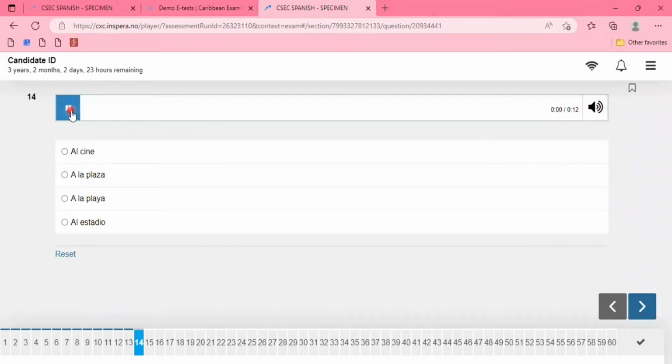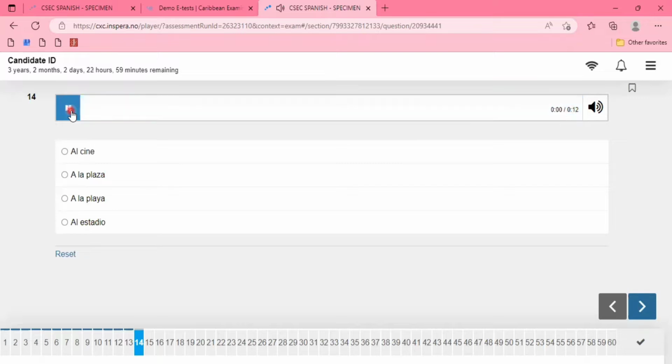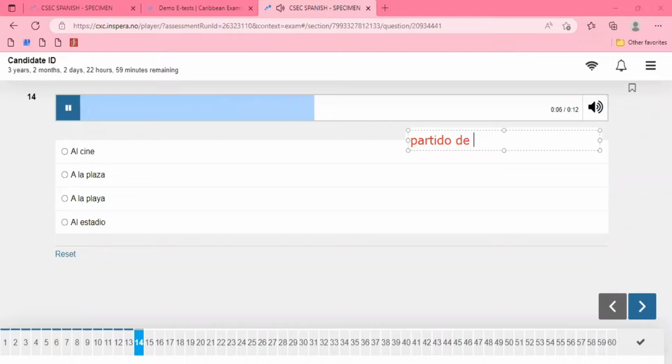Number 14. Pregunta 14. ¿Por qué no vamos al partido de fútbol esta tarde? Según el periódico, va a ser fenomenal. ¿A dónde van estas personas? Pregunta 14. ¿Por qué no vamos al partido de fútbol esta tarde? Según el periódico, va a ser fenomenal. ¿A dónde van estas personas?